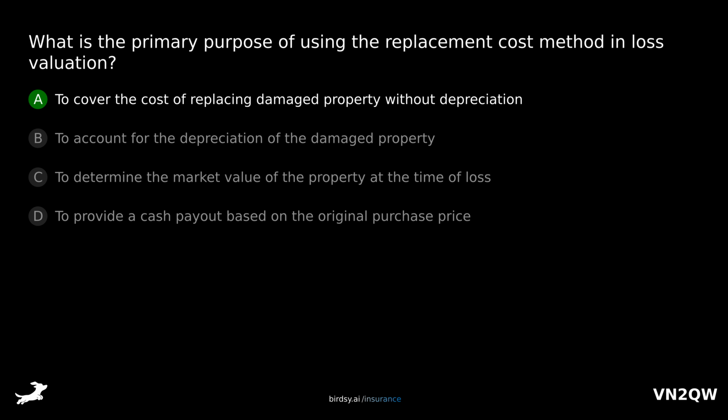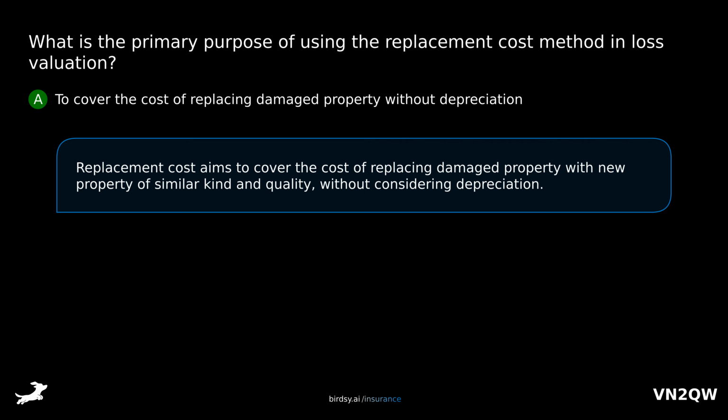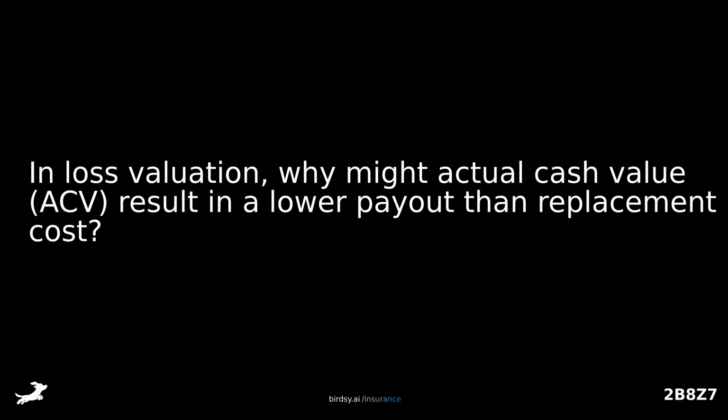The answer is A, to cover the cost of replacing damaged property without depreciation. Replacement cost aims to cover the cost of replacing damaged property with new property of similar kind and quality without considering depreciation. In loss valuation, why might actual cash value result in a lower payout than replacement cost?